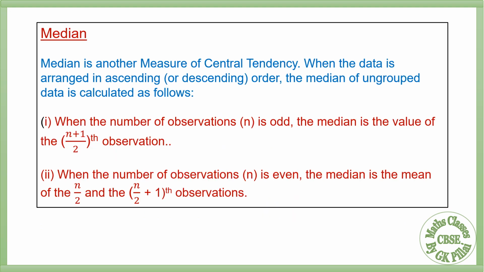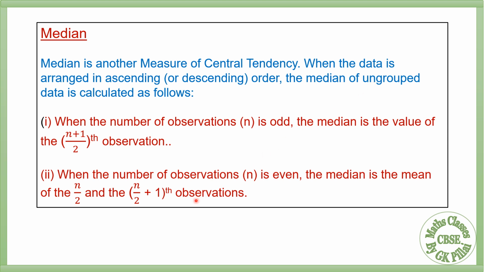But as far as the median is concerned, there are two things you have to remember. It is also a measure of central tendency, and when the data is arranged in the ascending or descending order, then you will be able to find the median using these two. When the number of observations is odd, the median will be the (n plus 1) upon 2th observation. For example, if there are 11 observations, (11 plus 1) upon 2, the 6th observation will be the median after arranging it in the ascending or descending order.